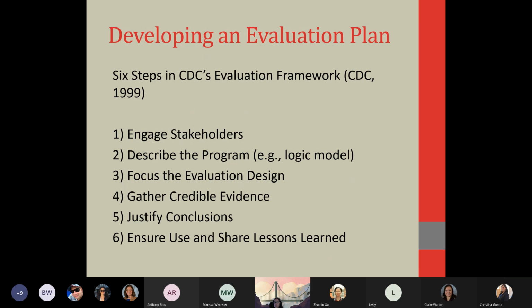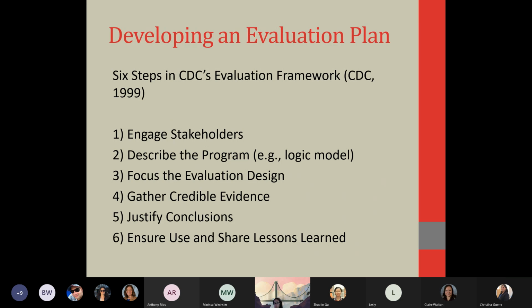Okay, so next, I want to go over the steps involved in developing an evaluation plan. CDC came up with 6 steps in their evaluation framework. The first one is engage your stakeholders. This includes your target population, your evaluator, your intended users, and even your funding agency, right? Because they have a stake in the results of your program.